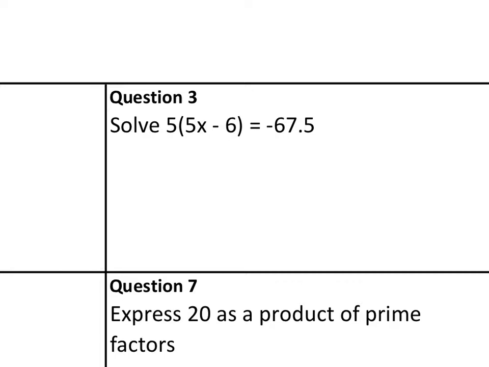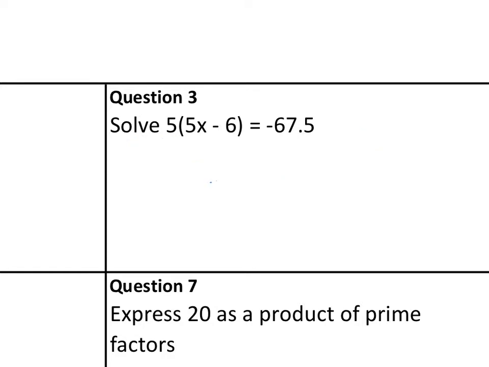Okay, solve. Well, you could either use the bubble method or the balancing method. I'm going to do the balancing method. I've got 5 here, so to get rid of that 5, I'm going to divide both sides by 5. So I'll have 5x minus 6. Oh wait, actually, you guys normally do expanding first, don't you? Okay, let's do it with expanding.